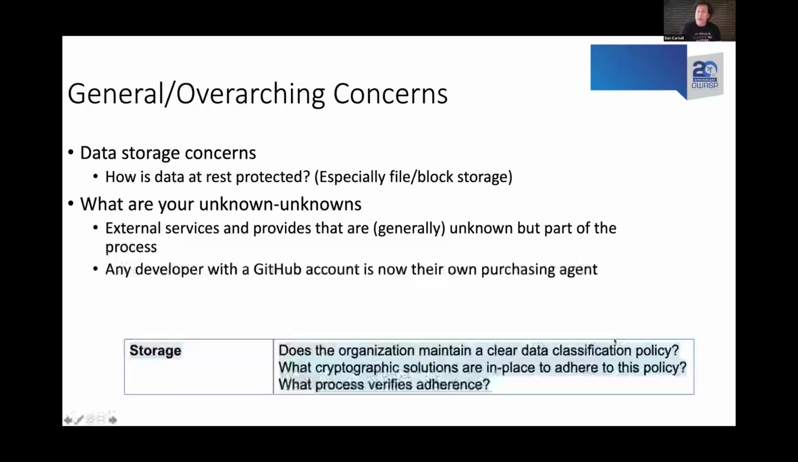Also data storage. How is data at rest protected if it needs to be? Especially for file and block storage.